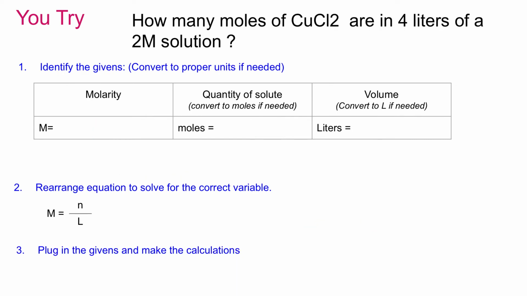Here's another you try. How many moles of CuCl2 are in 4 liters of a 2 molar solution? Be careful. What are you trying to find in this case? Remember to use your triangle. You've got moles, and then molarity and liters.